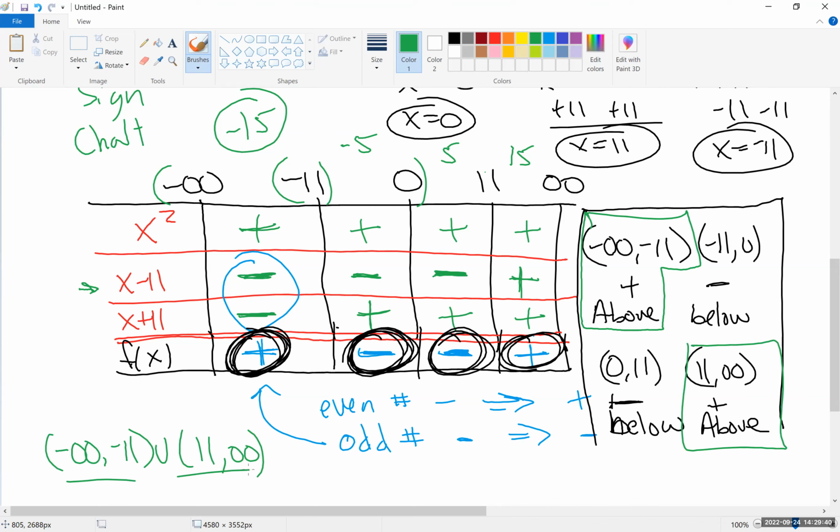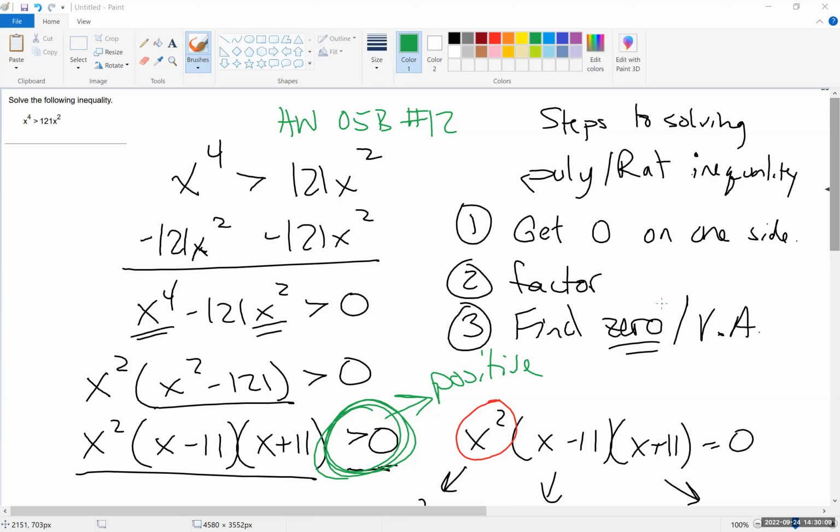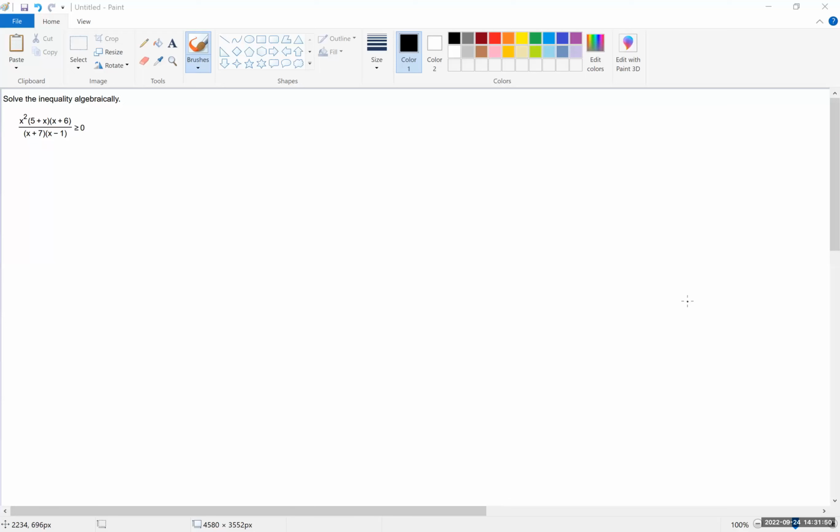All right, let's pause here. The problem that we just went through, I didn't write it down, but it's homework 05B number 12. Okay, so I'm pausing again. You can always go back and look. All right, so this one is homework 05B number 19. Okay, and we're going to go through it. The first thing it wants is a sign chart, right? It wants a sign chart.